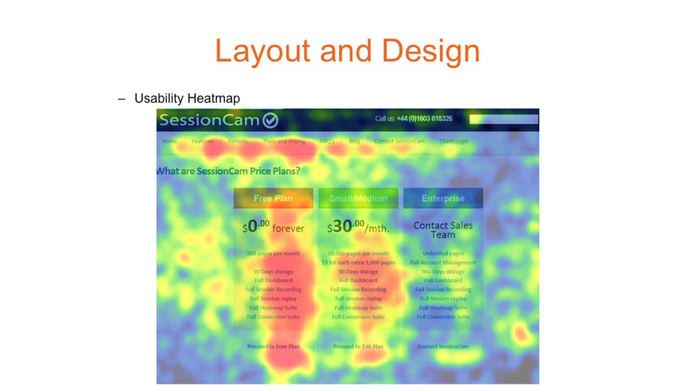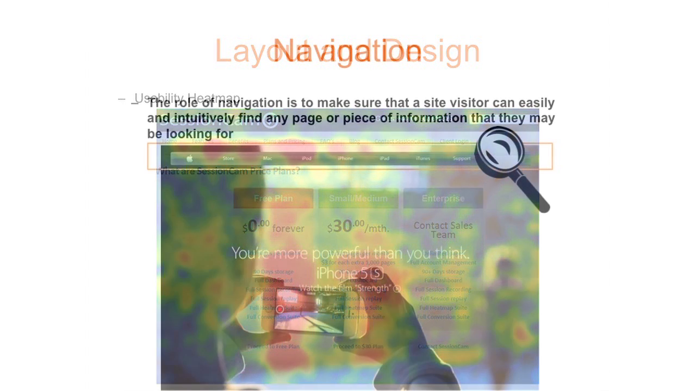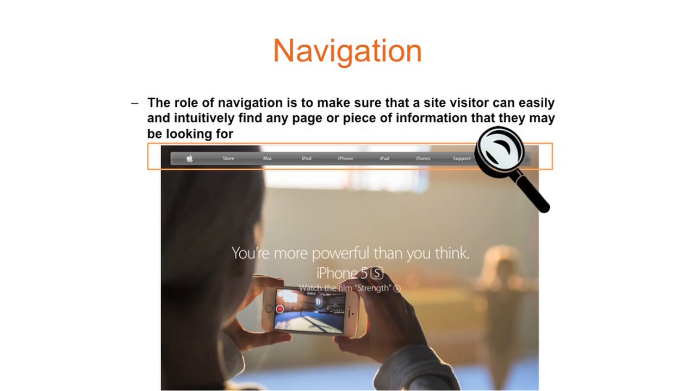Depending on what you want the user to look at, you may adjust your design around these heat maps. Navigation. Navigation is to make sure that the user can find the next step, to figure out where they need to go next. In this example, Apple does not overcrowd their options, gives you a clear path on where you need to go with those 7 options that are listed in the top.